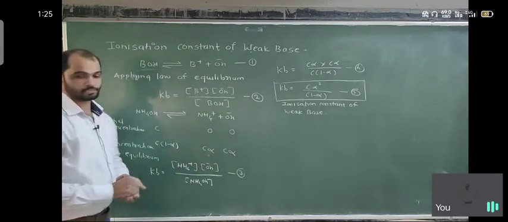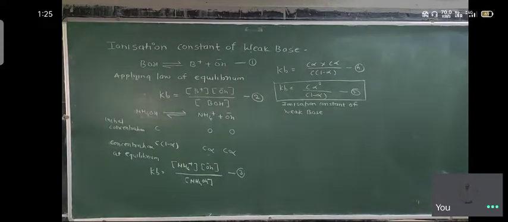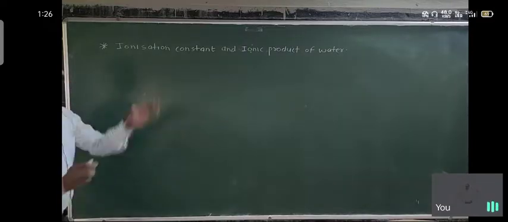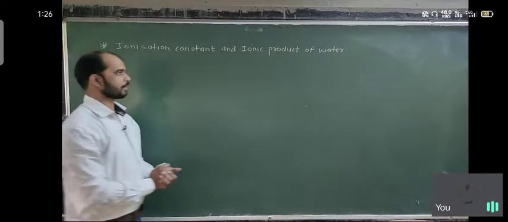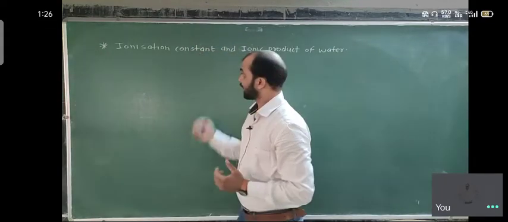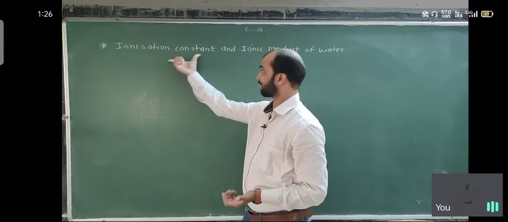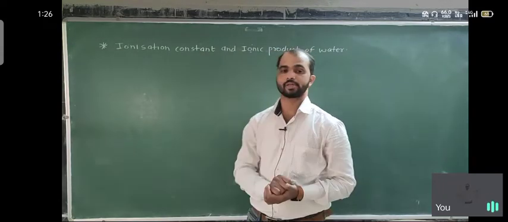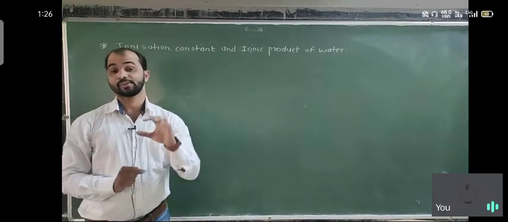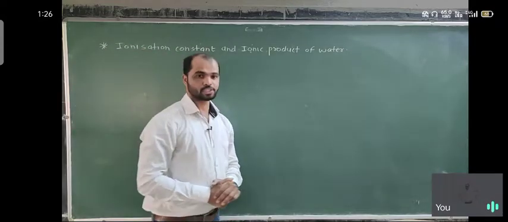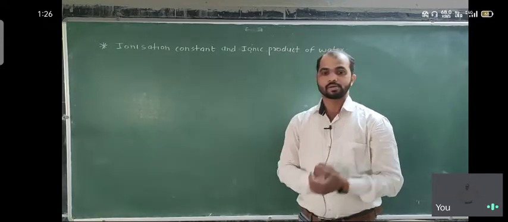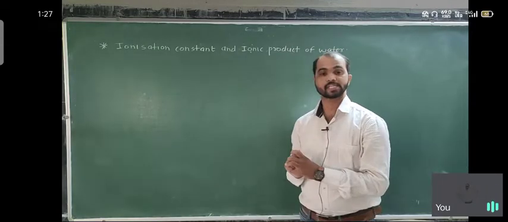The next point is the ionization constant and ionic product of water. So here we consider water. How do we relate the ionization constant and ionic product of water? You know, pure water is a weak electrolyte, and it dissociates into ions to a very small extent. So water is considered here as a weak electrolyte.